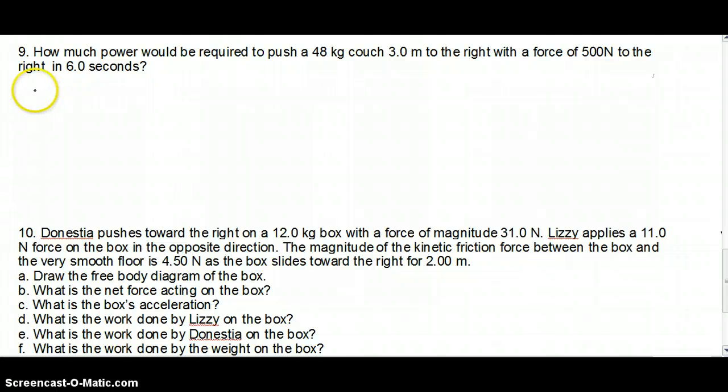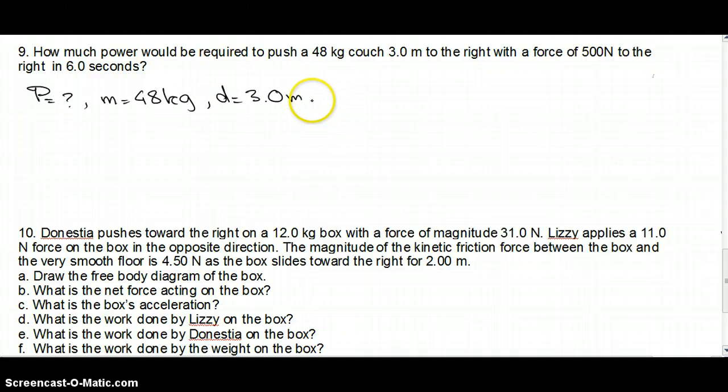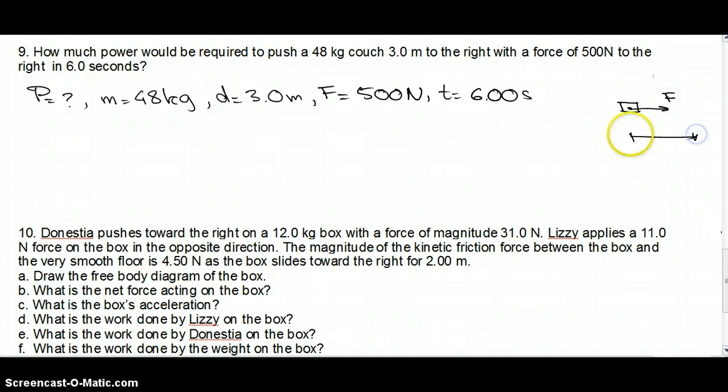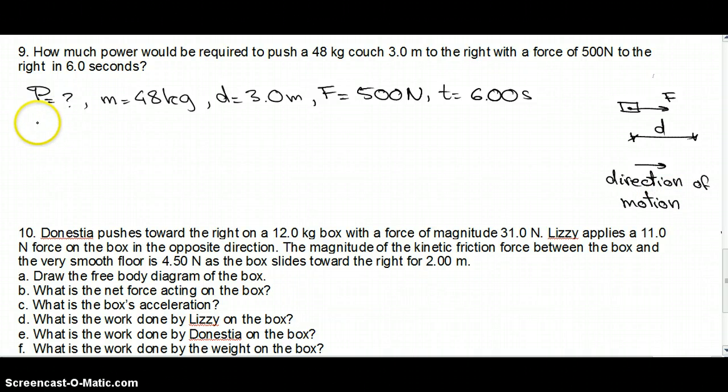Number 9. How much power is required to push a 48 kilogram couch 3 meters to the right with a force of 500 newtons to the right in 6 seconds? So here's my couch, my force is to the right, this is the distance covered, that's the direction of motion, and I want to find the power.